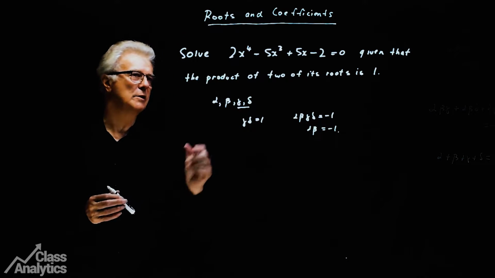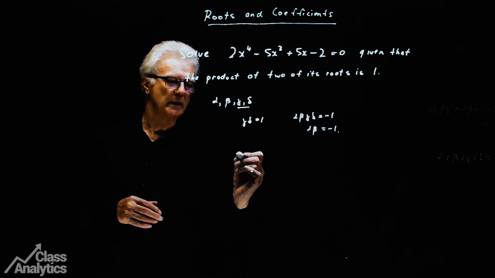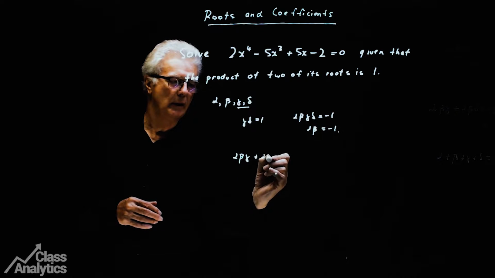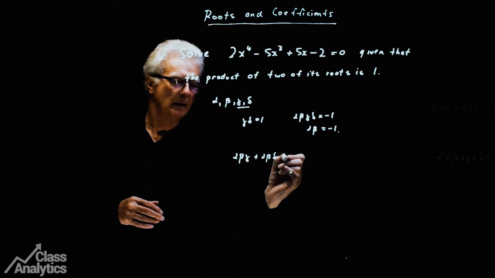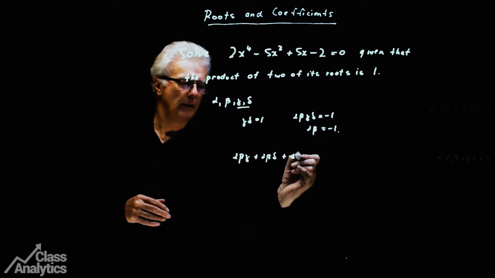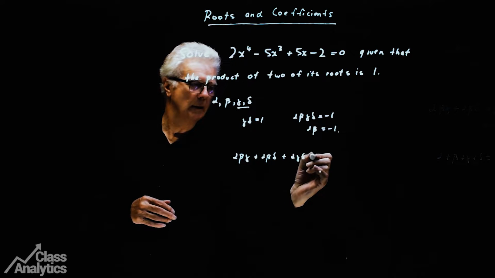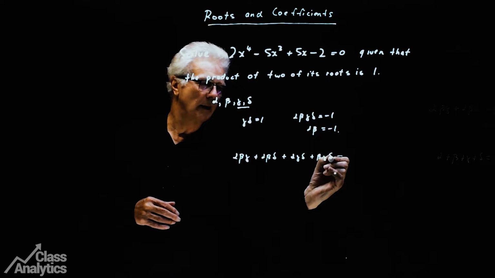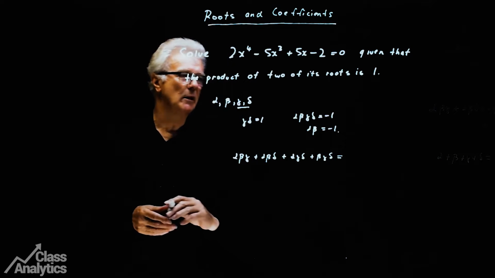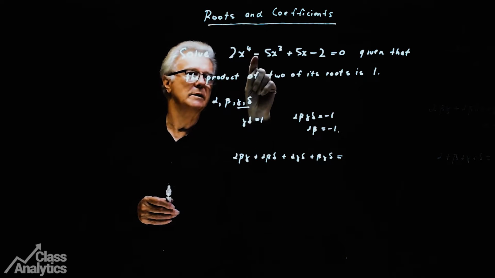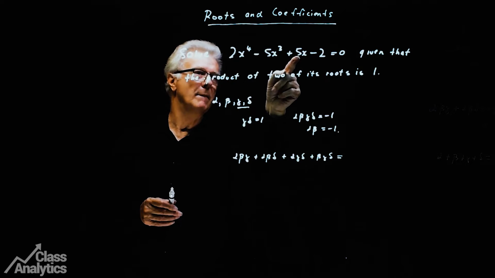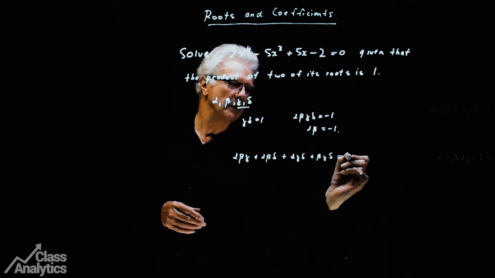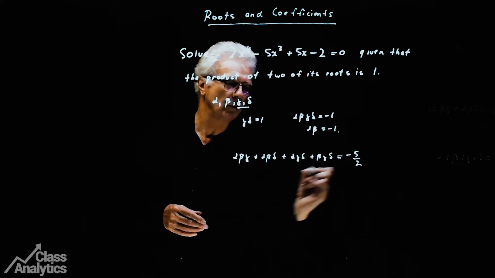Now we'll take the roots 3 at a time. Let's be careful with this. It's alpha beta gamma, plus alpha beta delta, plus alpha gamma delta, plus beta gamma delta. They're taking 3 at a time, and that's equal to, now it's minus, plus, minus 5 over 2. You've got to be very careful with these signs. It's minus 5 over 2.